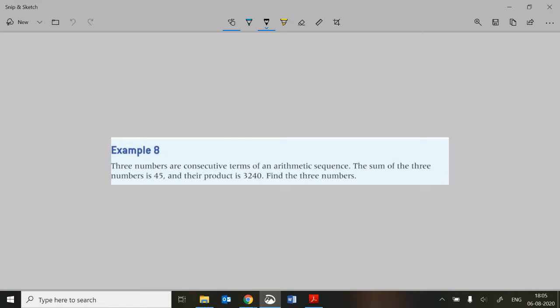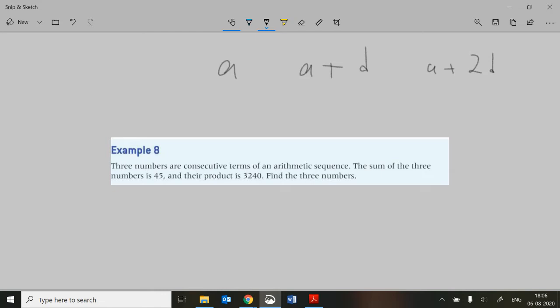3 numbers are consecutive terms, so in a row. You know, for example, consecutive numbers would be 2, 3, 4. Consecutive odd numbers would be 3, 5, 7. Or likewise could be 7, 9, and 11. Okay, so 3 numbers are consecutive terms of an arithmetic sequence. So we've got a plus d, and a plus 2d. Those are our 3 terms.